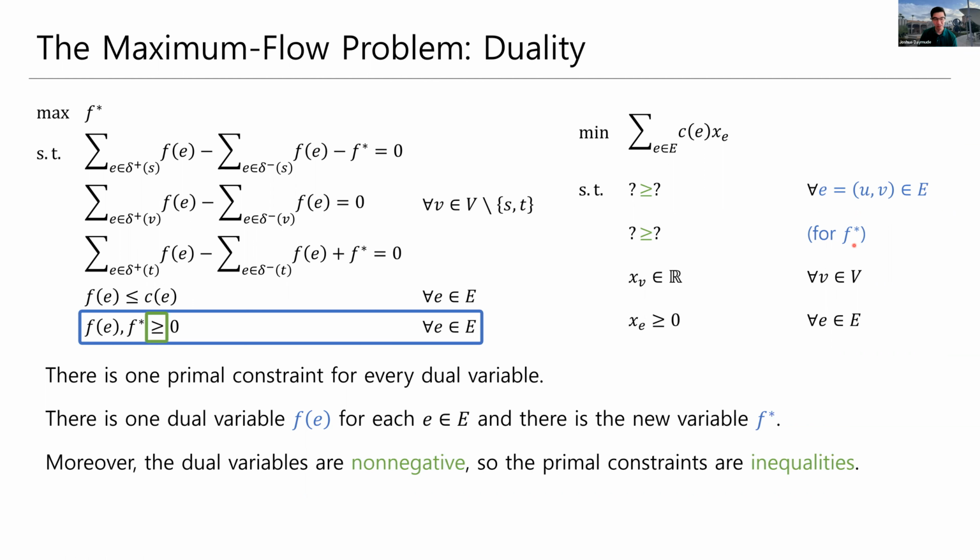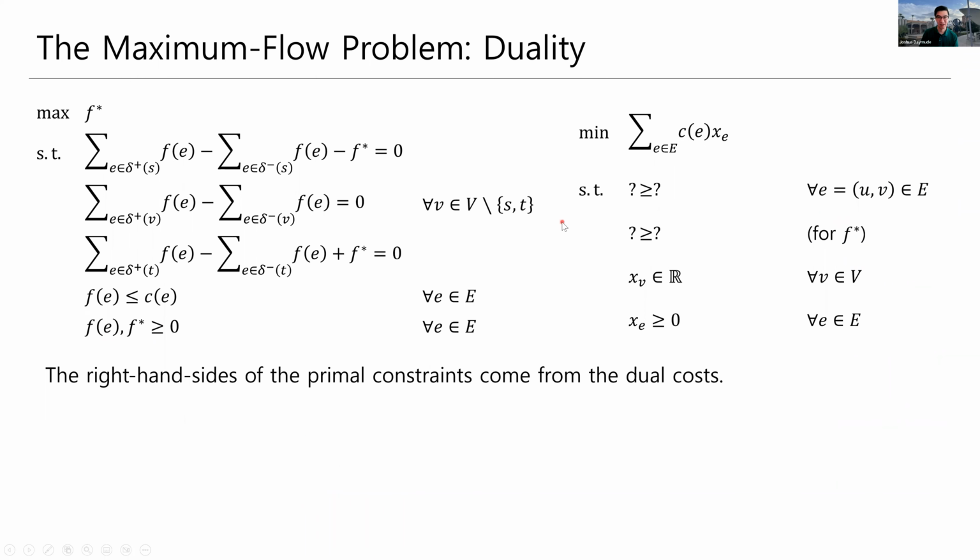Now, what are those? Actually, before we talk about what they are, because these variables are all non-negative, we know that the primal constraints are inequalities. This comes from our usual rules of working from primals to duals. Okay, now we can go off and figure out what they are.